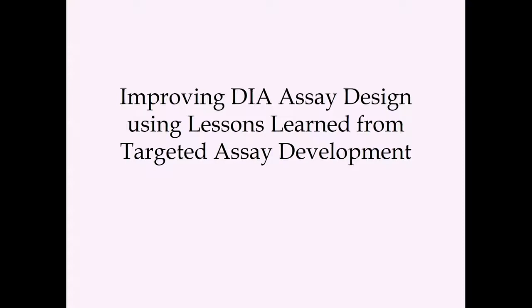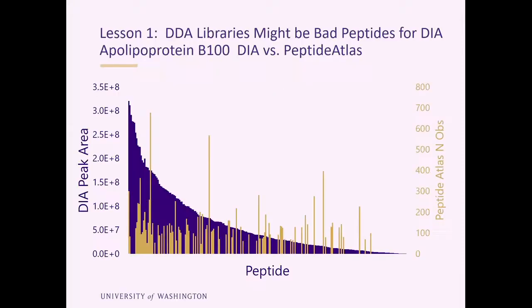So what I'll talk about now is improving data-independent assay design using lessons learned from targeted assay development. One of the first things that we learned really early on was lots of people were using DDA results in order to pick their peptides for SRM. This was really bad, and I can't say this in a small, simple way. You're often going to be picking a lot of the wrong peptides if you're picking the ones that you sample frequently by DDA.